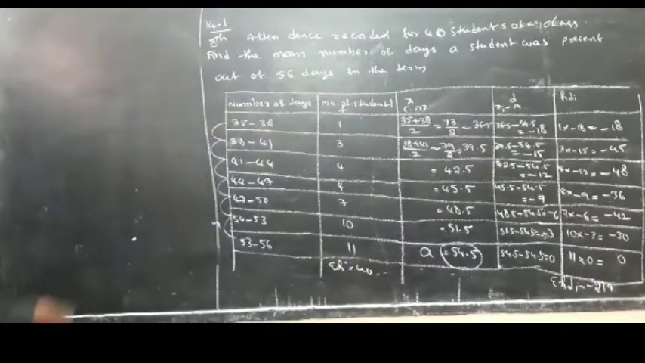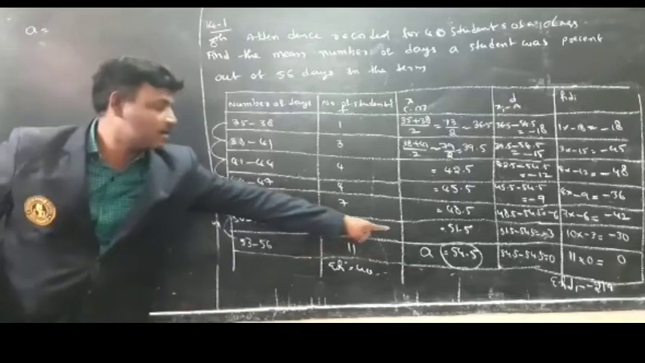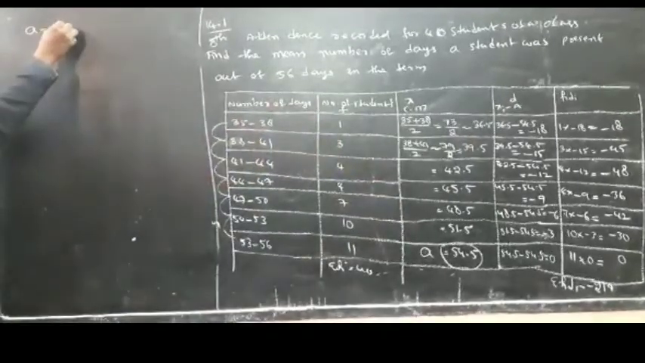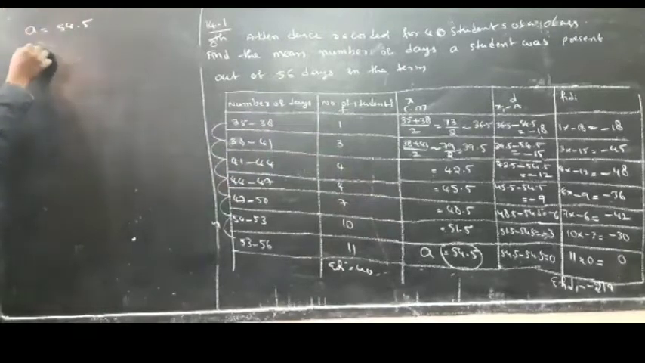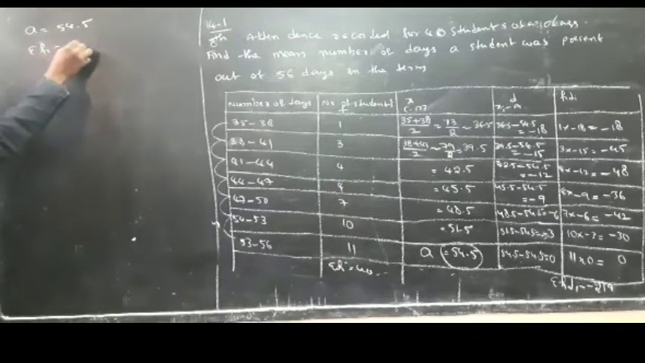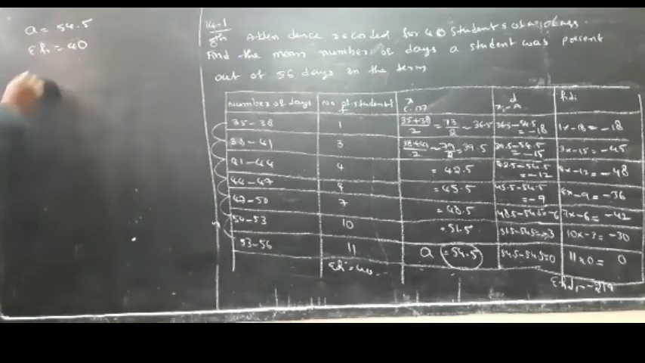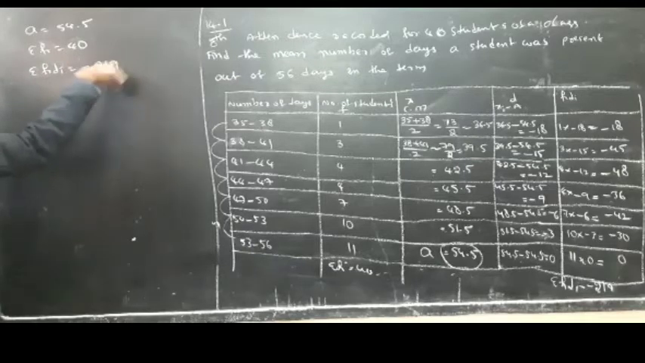So from the table, what is the value of A, the assumed mean? I took 54.5 as the assumed mean. So A is equal to 54.5. Sigma fi is equal to 40, that is the data of 40 students. Then sigma fi di is equal to minus 219.